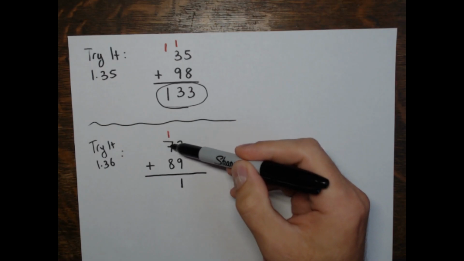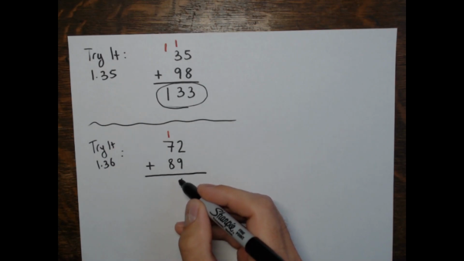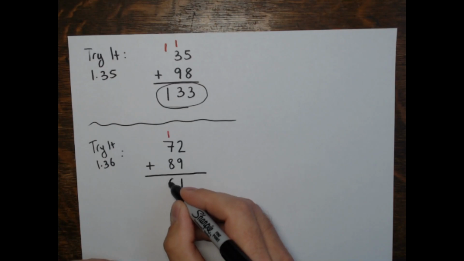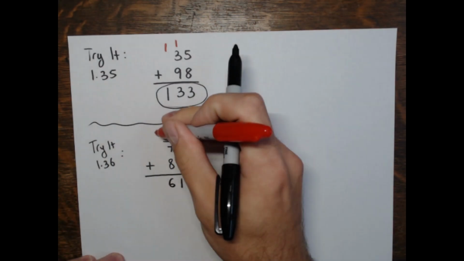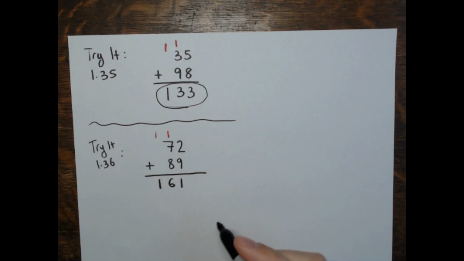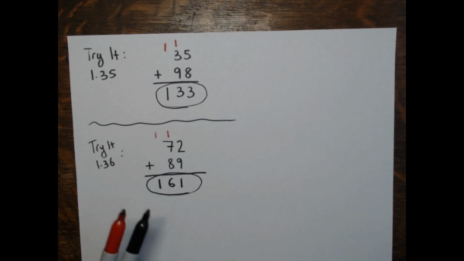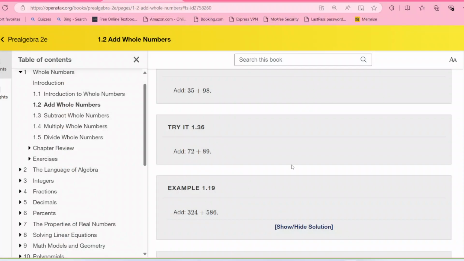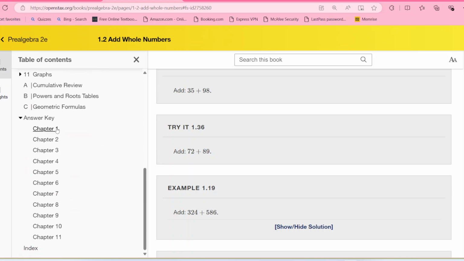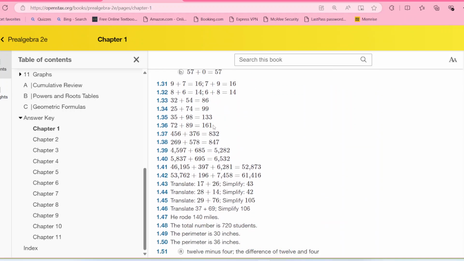1 plus 7 is 8, and then plus 8, 8 plus 8 is 16. Now 16 tens is 6 tens and 100. So I put a 1 in the hundreds place, and that's the only number in the hundreds place, so I bring it down. Right, that's 161. 100, 6 tens, 1 one. Right, let's check it. Let's try 1.36. 161. Excellent.